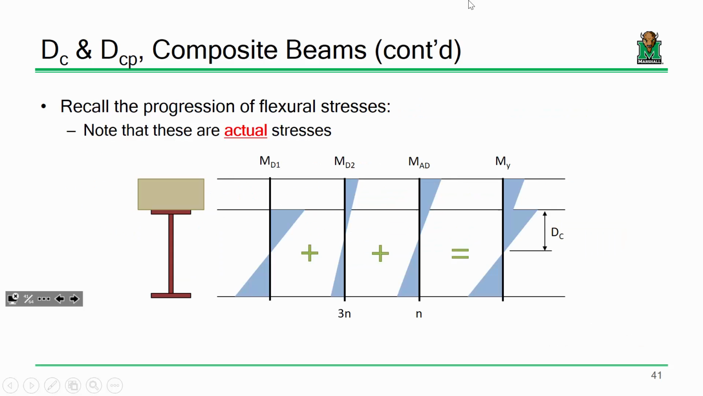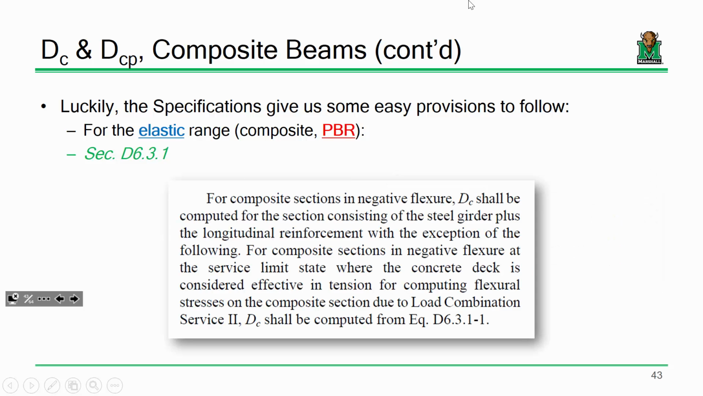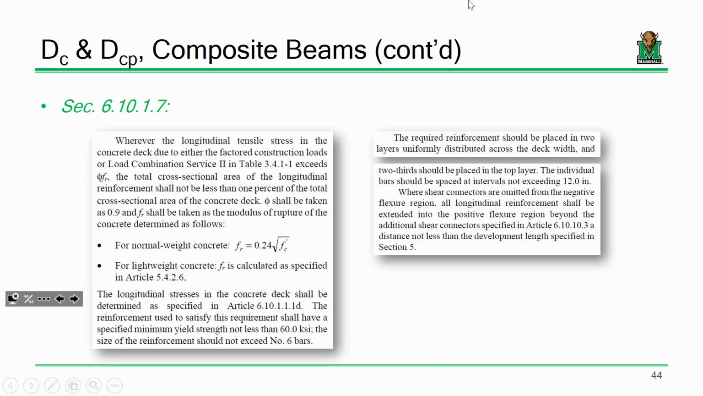Sound good? Now, there is a depth of web in compression for the elastic range. Luckily, there's a really nice little plug and chug expression. You just take all your compressive stresses and your tensile stresses, plug and chug. It's pretty straightforward.